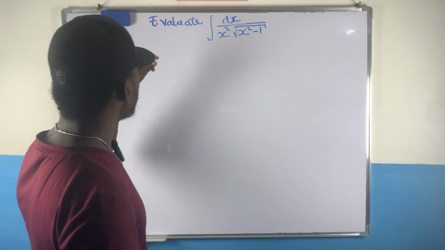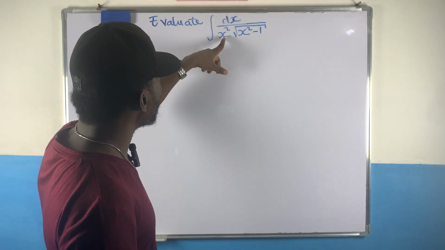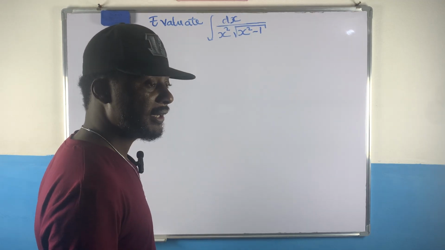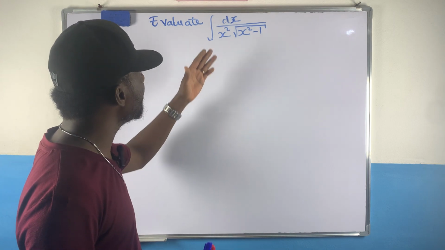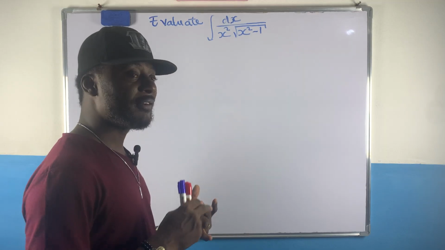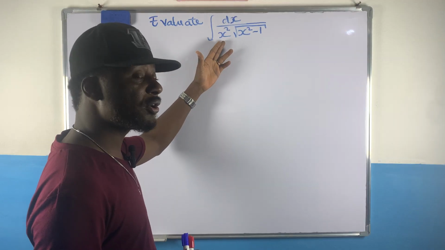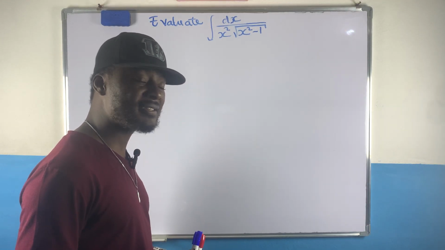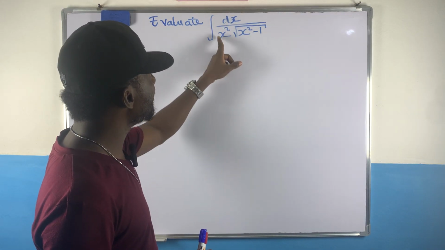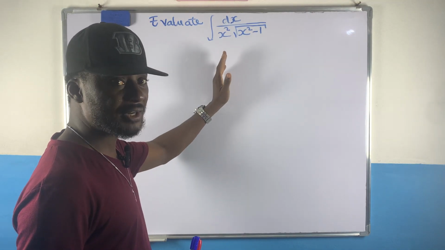So we're given the integral to evaluate: the integral of dx over x squared multiplied by the root of x squared minus 1. Like I've been saying, when you see an equation that has to do with integrating a rational function, the first thing is for us to verify whether the denominator of the rational function can be expressed into partial fractions. If you look at it very well, because of the root sign, this denominator cannot be expressed into partial fractions. So we cannot decompose it into partial fractions.